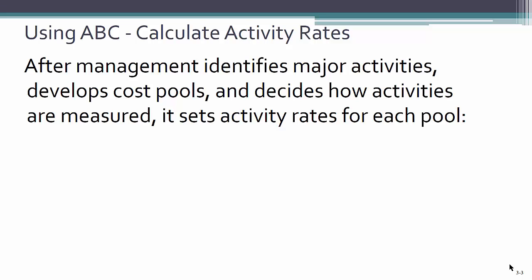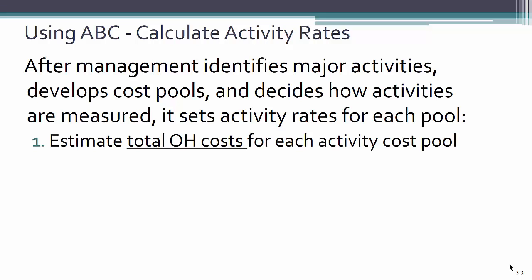Companies follow 6 steps to assign cost to products using activity-based costing. After management identifies activities, cost pools, and activity measures, they calculate activity rates for each cost pool. First, for each of the activity cost pools identified, total overhead costs are estimated. These costs are usually developed during the company's annual budgeting process.